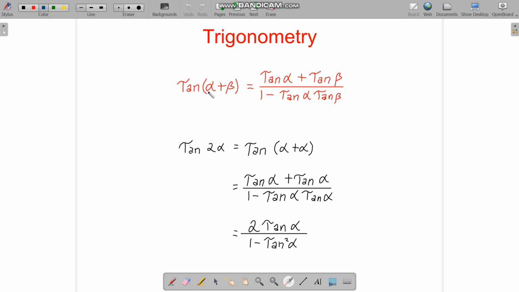And the last formula, tangent double angle, we use tangent alpha plus beta. We replace the beta with alpha. We have tangent alpha plus tangent alpha, which is 2 tangent alpha over 1 minus tangent alpha times tangent alpha, tangent squared alpha.